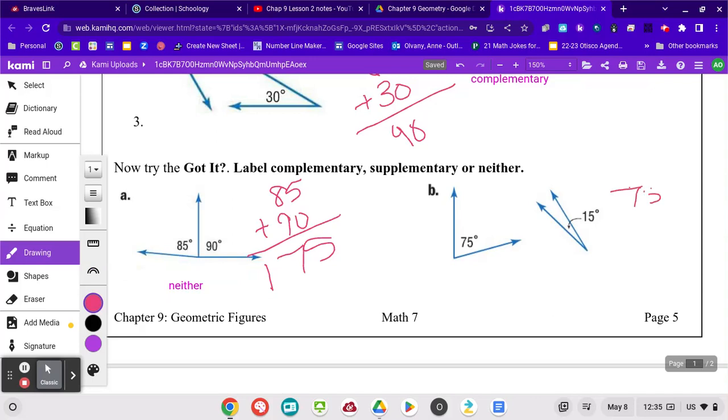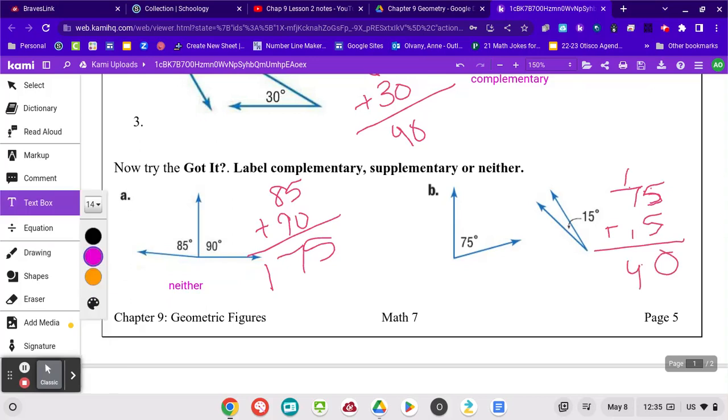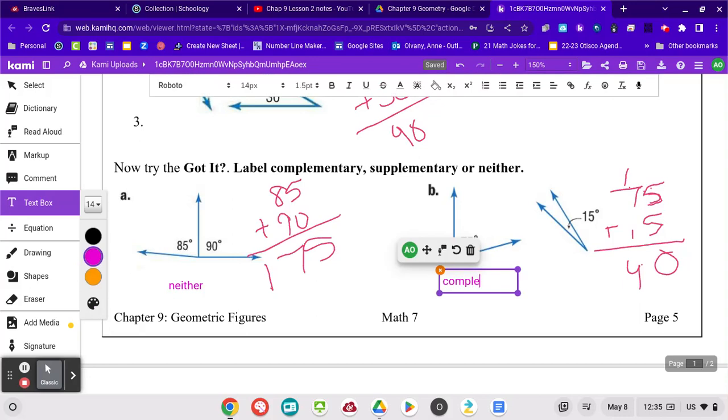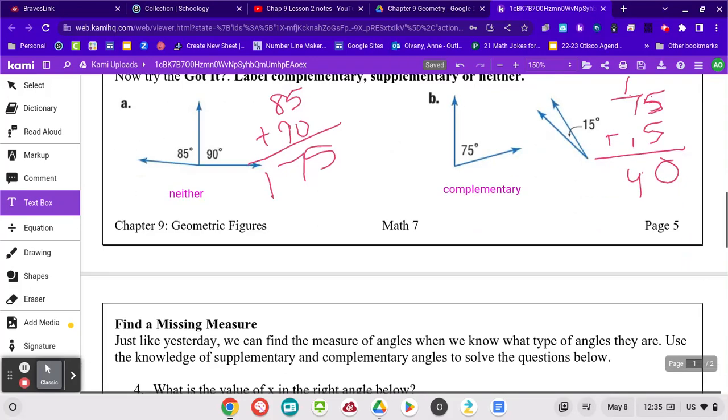They're not adjacent. They're not next to each other, but we can still add them. 5 and 5 is 10, and that's 90. So when you add two angles together to get 90, those are called complementary. Those are complementary angles.